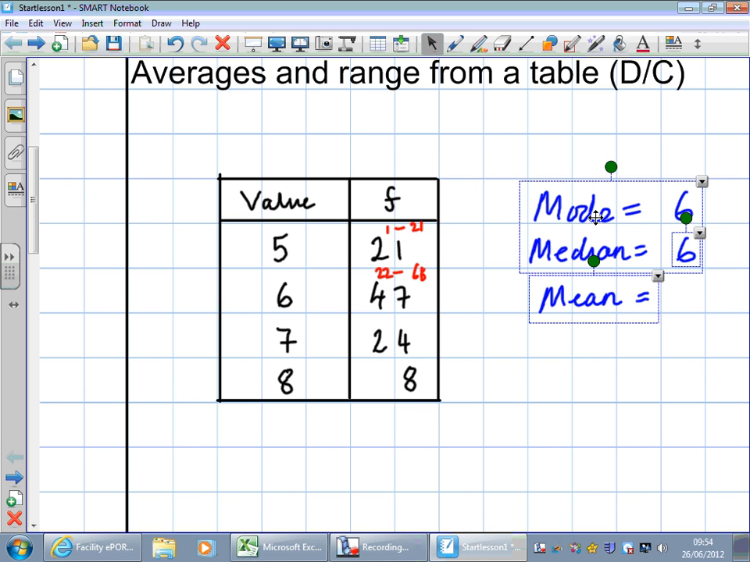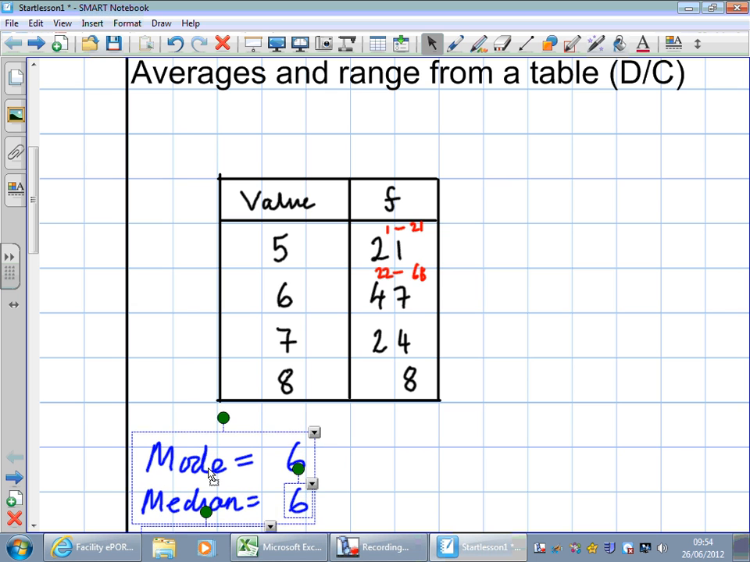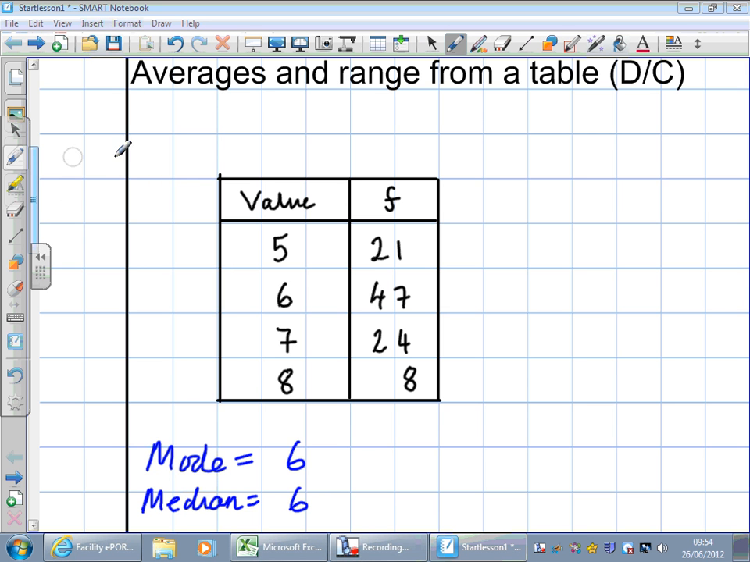Let's just move that to the side, and I can show you how we calculate the mean. Let's get rid of these. What we do is get your calculators handy. We add another column. You multiply the frequency times the value. 21 times 5 is 105. You write that down beside it, please. 47 times 6.